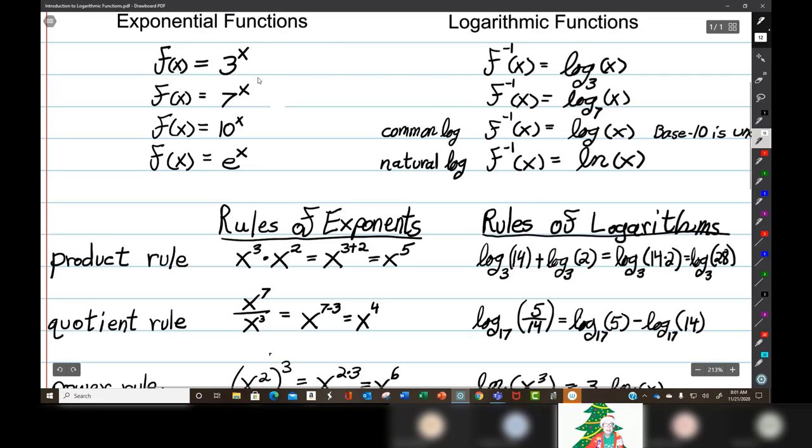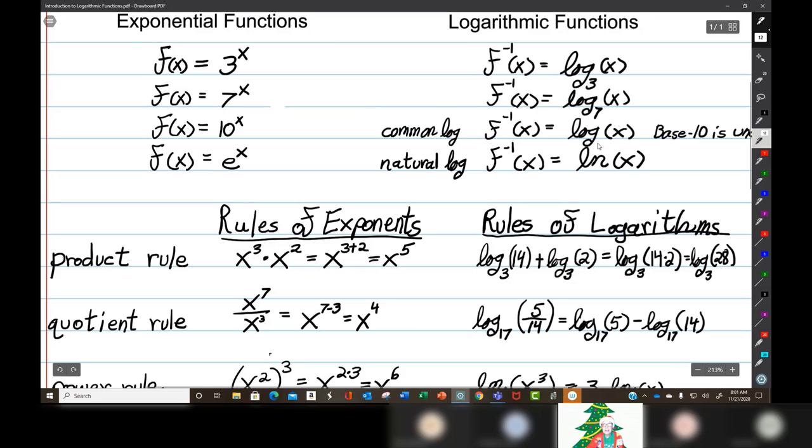Notice that the 3 here is the base of the exponent. The 3 here is still called the base, but it's written as a subscript. Okay, if we have f of x equals 7 to the x, then the inverse function is going to be log base 7 of x. And if you have f of x equals 10 to the x, then the inverse function is what we call the common logarithm, which is log x.